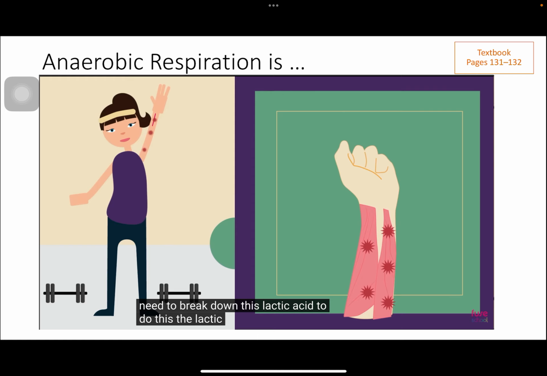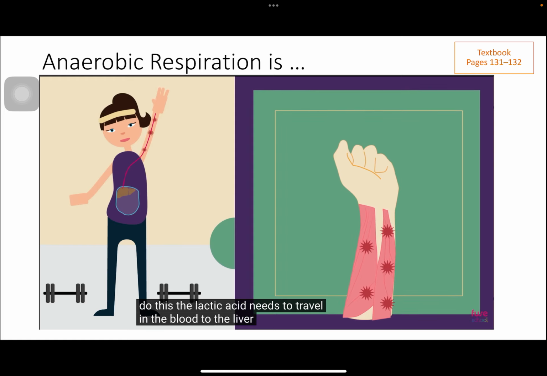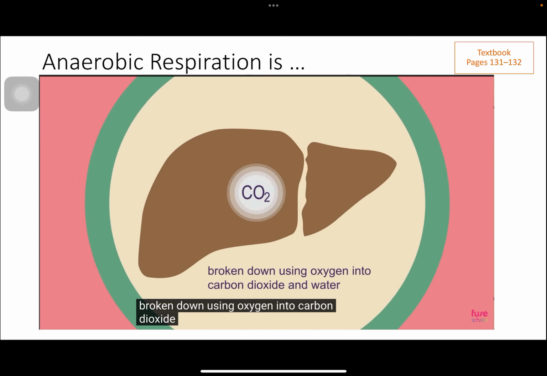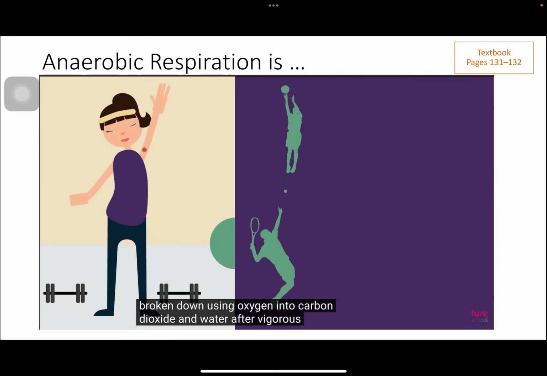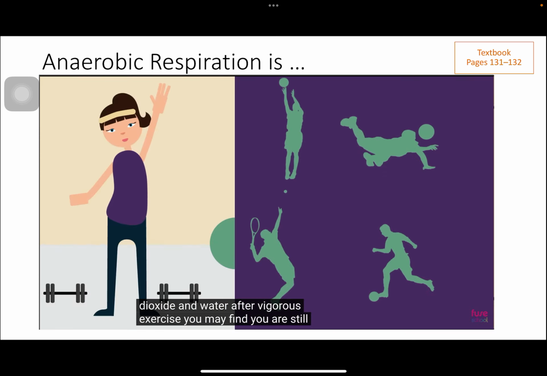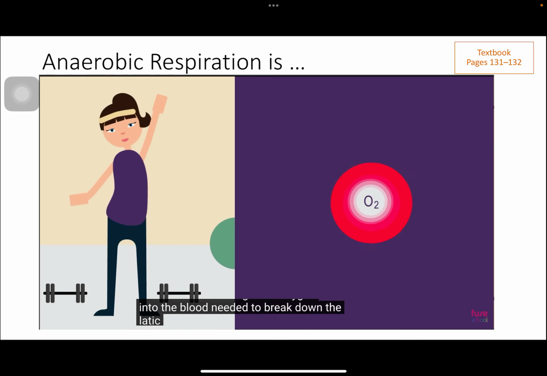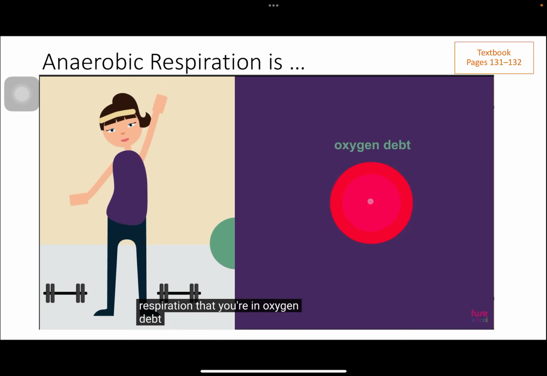To do this, the lactic acid needs to travel in the blood to the liver. Here, it is broken down using oxygen into carbon dioxide and water. After vigorous exercise, you may find you are still breathing very heavily for a time afterwards. This is to get the oxygen into the blood needed to break down the lactic acid. We say, after doing anaerobic respiration, that you're in oxygen debt, that you need to pay back the oxygen to the body.